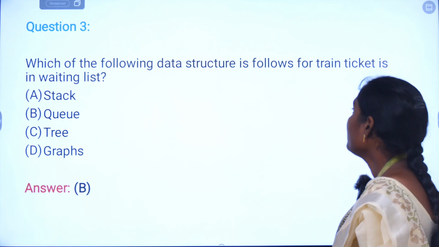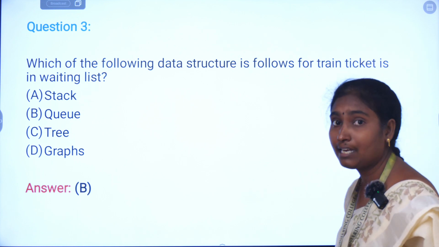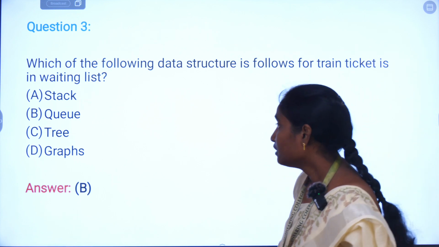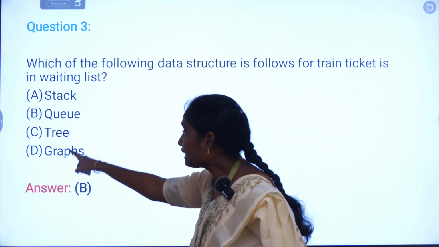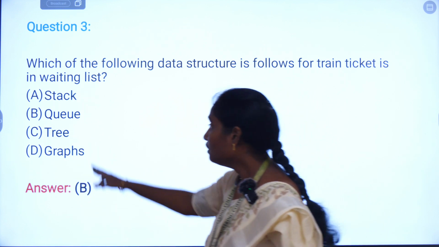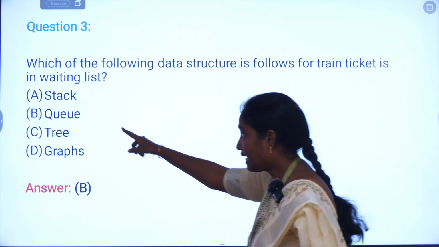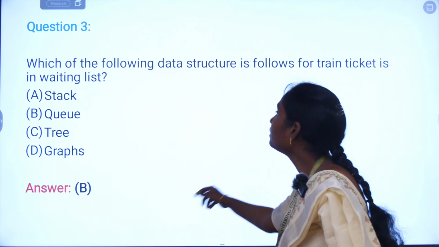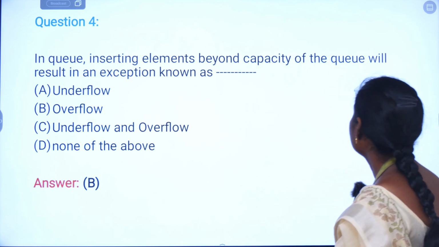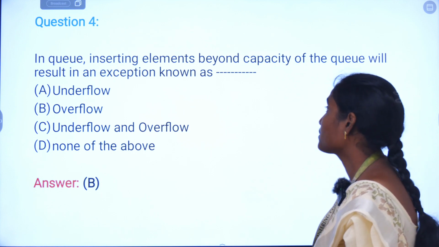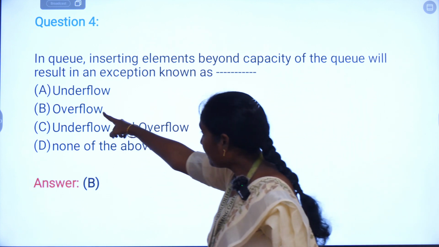Next question is: which of the following data structures is available for a train ticket waiting list? Train ticket means first come first serve. If you see the stack, there you are going to use the LIFO principle. If you see the queue, there you are going to use the first come first serve principle. So your answer is queue, that is B. Next one is: in a queue, inserting elements beyond the capacity of the queue results in an exception known as overflow condition. Beyond capacity means overflow condition you are going to check. So your answer is B.